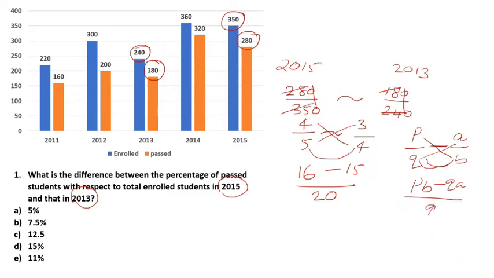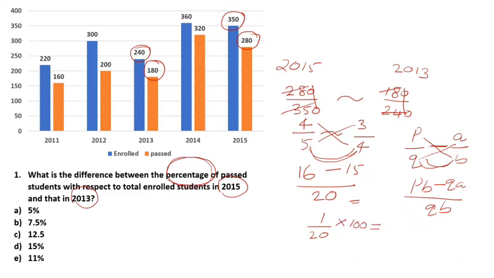Q into B. Similarly, here 4 into 4, 16. 5 into 3, 15. And this, when you multiply, 5 into 4, 20. So you got what? 16 minus 15, 1 by 20. But we want the difference between the percentages. We want the answer in percentage. So multiply this by 100.